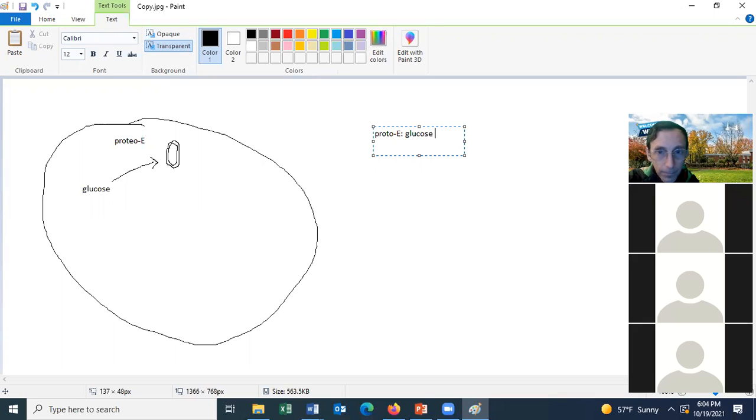So the proto-eukaryote takes glucose and from glycolysis, which I'm not going to write here, makes 2 ATP. See if I can make that bigger.